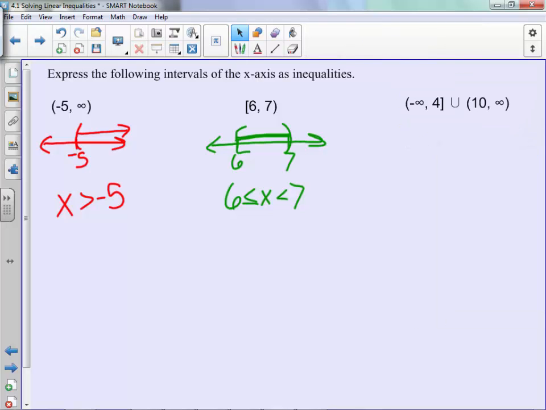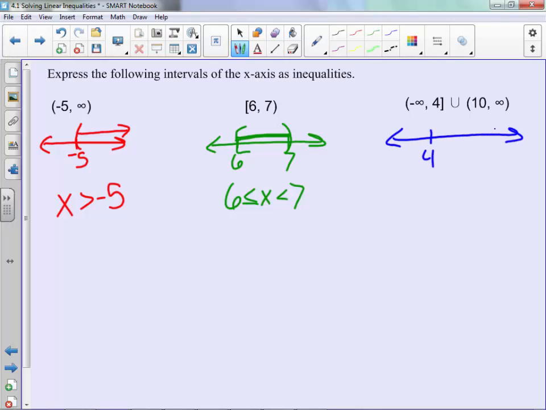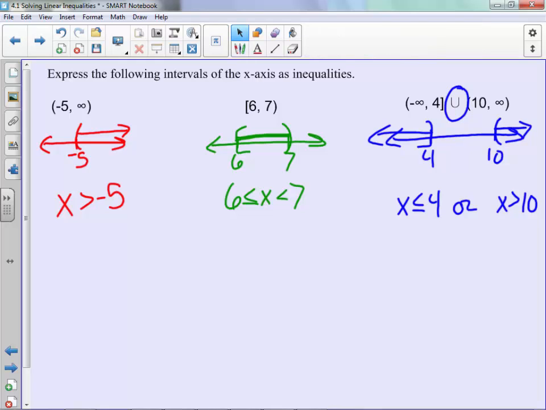And now our last one, we graph this. This means that we're going from -infinity to 4, meaning we want everything below, and then also from 10 up. So that means we want x to be less than or equal to 4, or x has to be greater than 10. And remember, this should be your key that we're going to have an OR in our answer. And this concludes section 4.1.